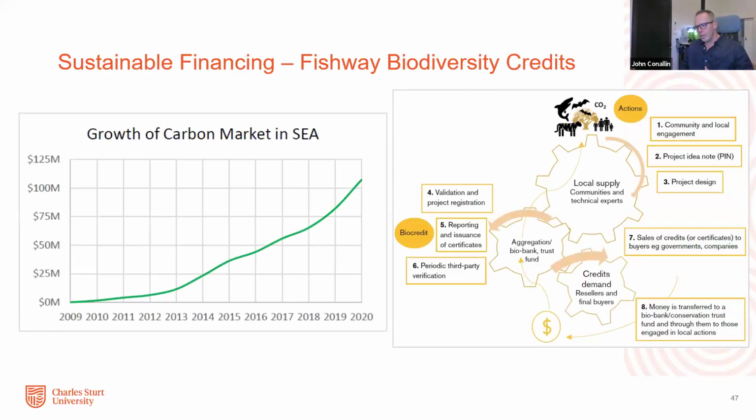One of the things that we've started to look into, due to the financial challenges around implementing, building and then funding fish passages, is sustainable financing. So fishway biodiversity credits. There's been a large growth in the carbon market that we've seen within the different areas, and biodiversity credits, as a way of sustainable financing, will increase in the future. And so that could be a possibility to be able to fund fish passage that way. So next slide.